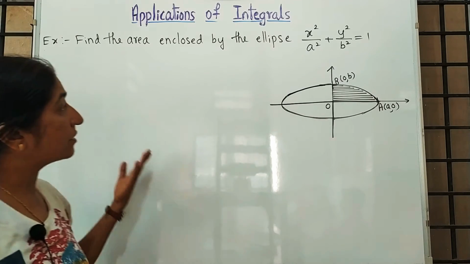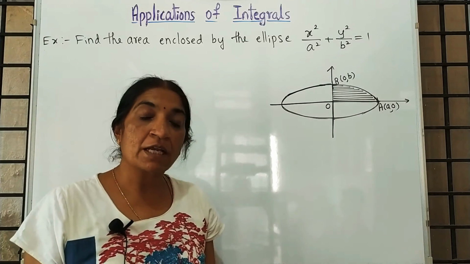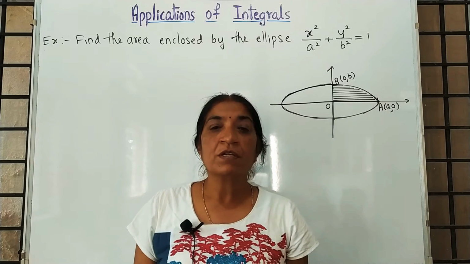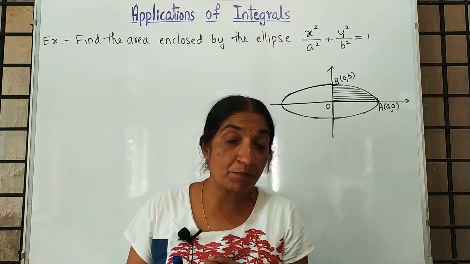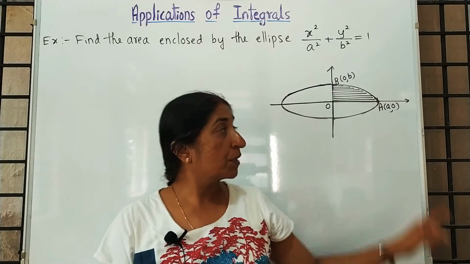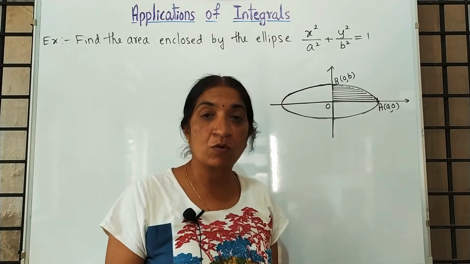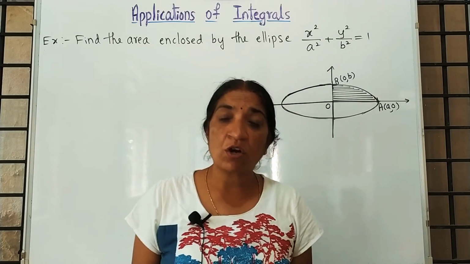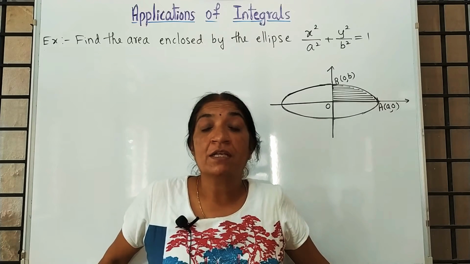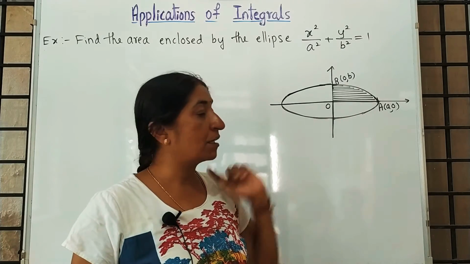So continuing to the next, find the area enclosed by the ellipse x square upon a square plus y square upon b square is equal to 1. See here, if you know the basic figure related with the ellipse. If it is x square upon a square plus y square upon b square is equal to 1 and the condition is not mentioned, it is understood a is greater than b. That means the major axis is along the x axis. The figure is like this.